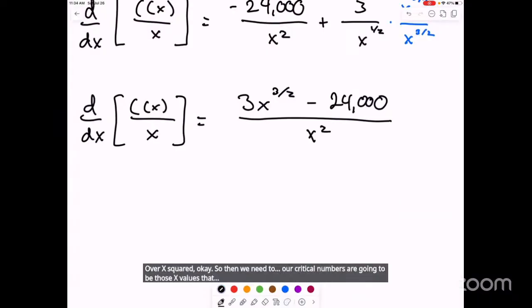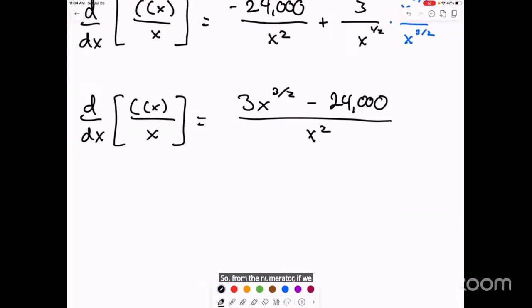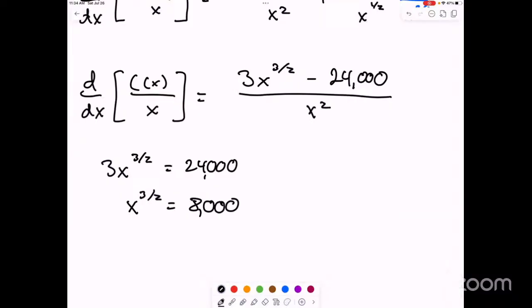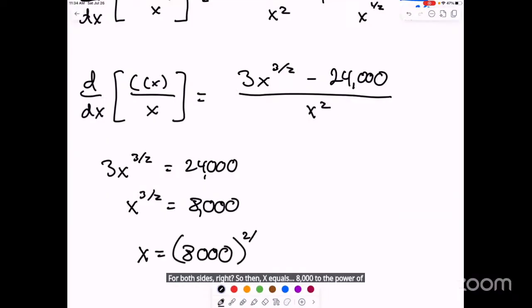Okay. So then our critical numbers are going to be those x values that make either the numerator 0 or the denominator 0. So from the numerator, if we set that to 0 and solve, we'll get 3x to the 3/2 equals 24,000. X to the 3/2 equals 8,000. To the 2/3. Square both sides, right? So then x equals 8,000 to the power of 2/3.